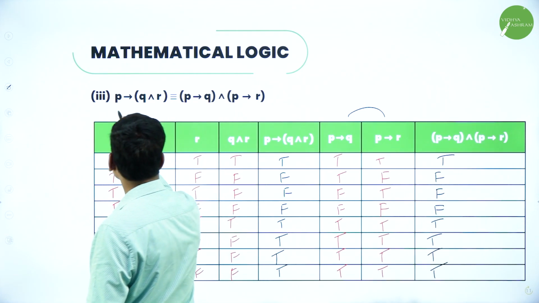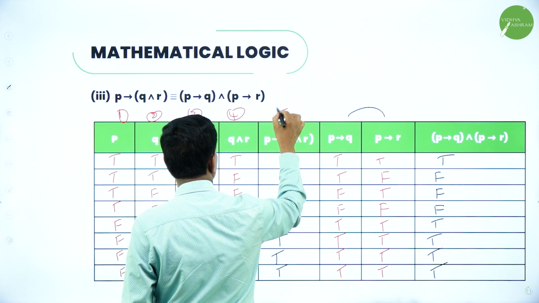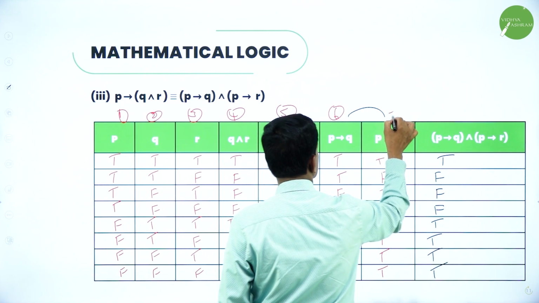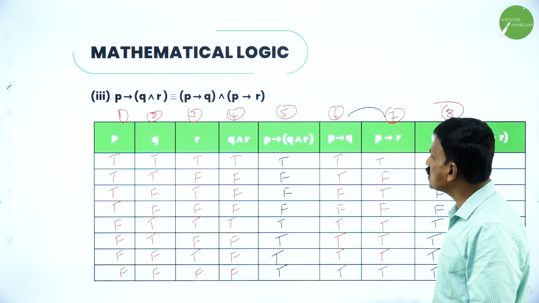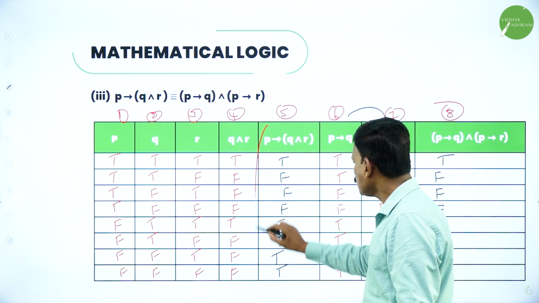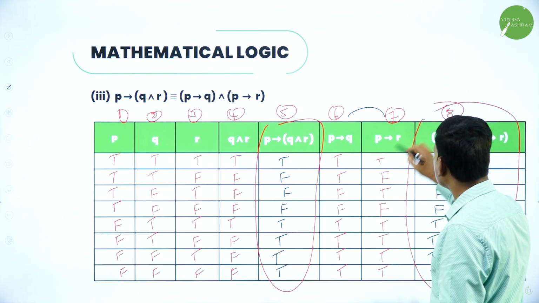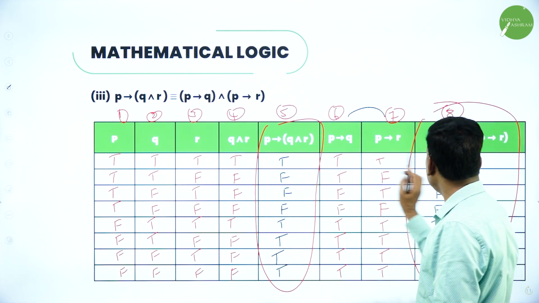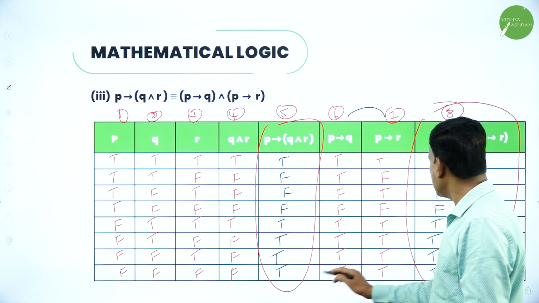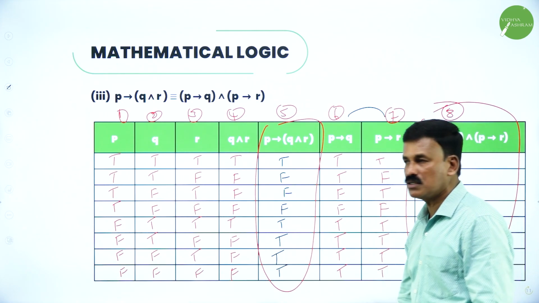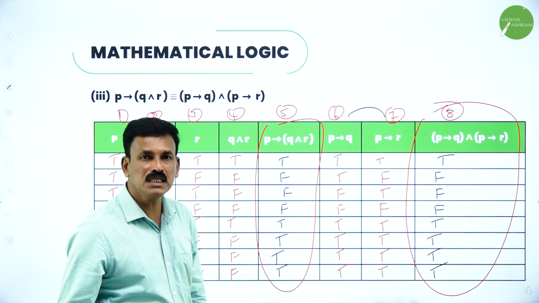Now, let us represent this as first, second, third, fourth, fifth, sixth, seventh and eighth column. Observe carefully the truth values in the fifth column are the same as that of the eighth column. See the truth values of the fifth column: T, T, F, F, F, F, F, F, again T, T, T, T, T, T, T, T. So, all the truth values in the fifth and eighth columns are the same. Therefore, they are logically equivalent.